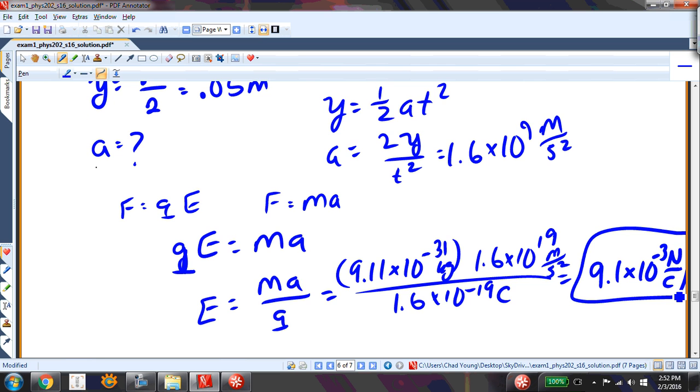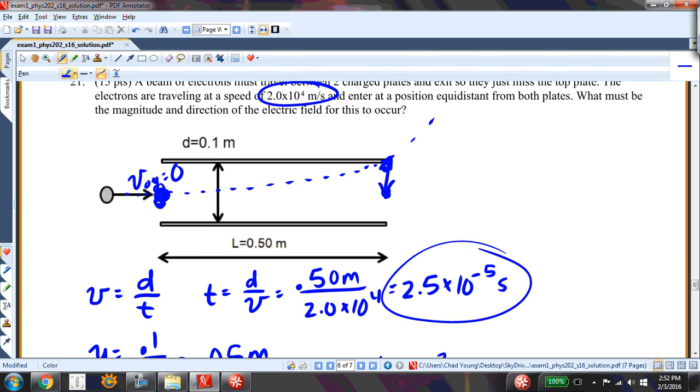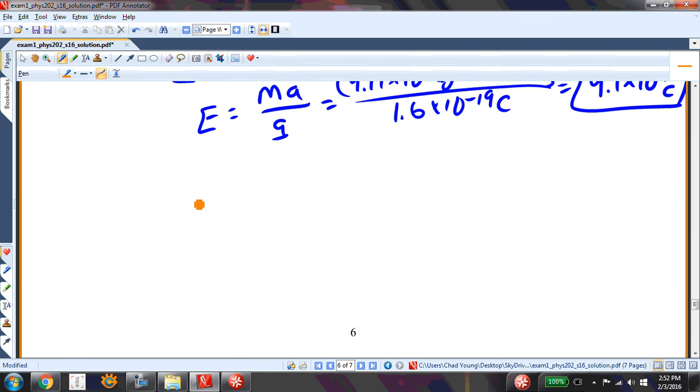That's the magnitude. I also want to know the direction. My force, if I have an electron here, the force is in this direction. Because this is a negatively charged particle, in order to get that force, my electric field has to be in this direction. Really nice way to move charged particles around. You can just move them between two charged plates. It's really easy to vary the electric field with a simple circuit and make your charges do whatever you want them to do. That's the end, I think.